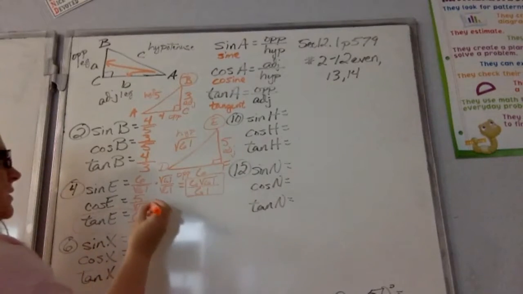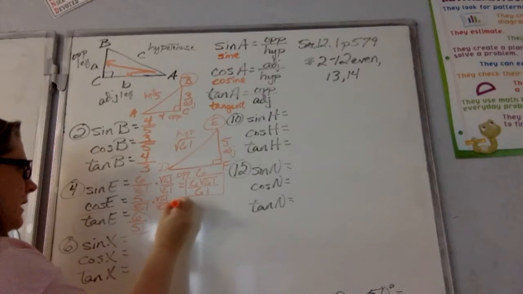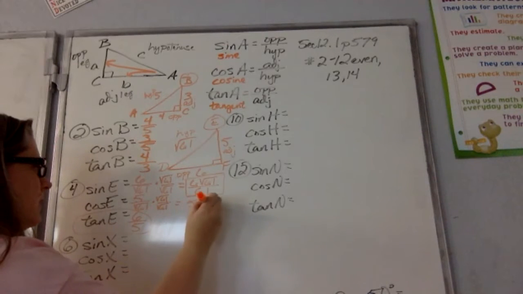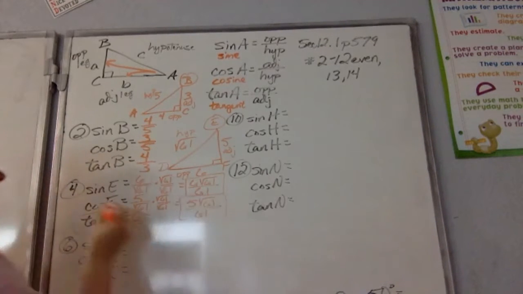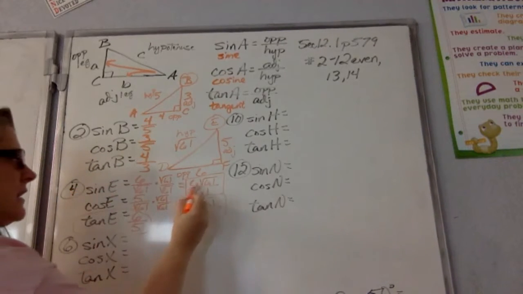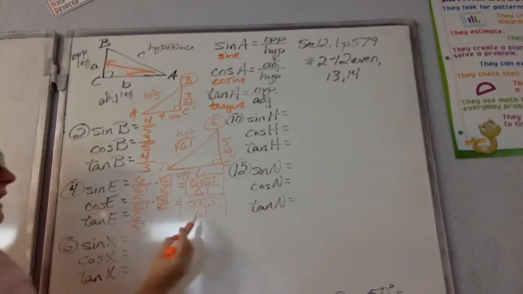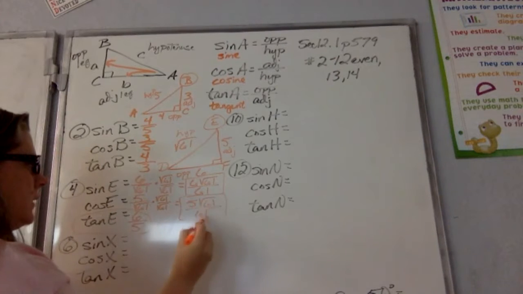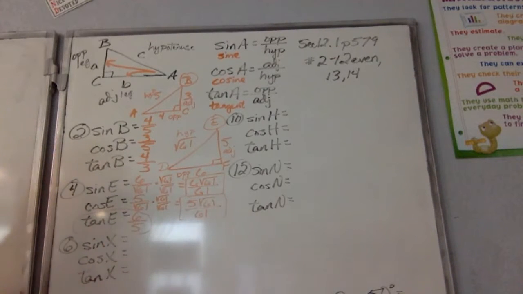So on this one, I still have to multiply by square root of 61 over square root of 61. And I get 5 square root of 61 over 61. So my sine ended up being 6 square root of 61 over 61. My cosine of E ended up being 5 square root of 61 over 61. And then my tangent of E was 6 over 5.